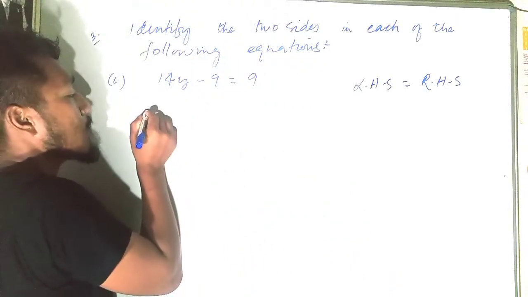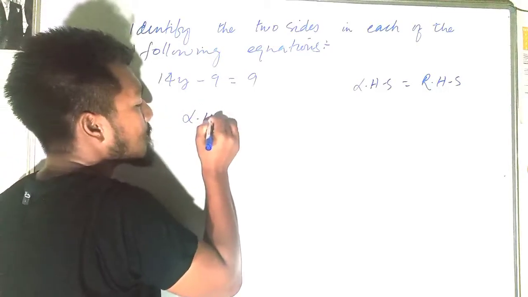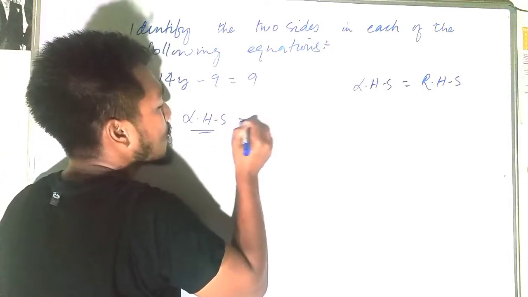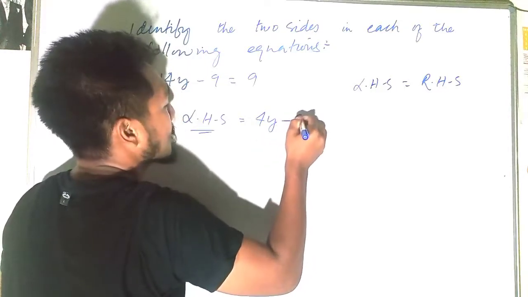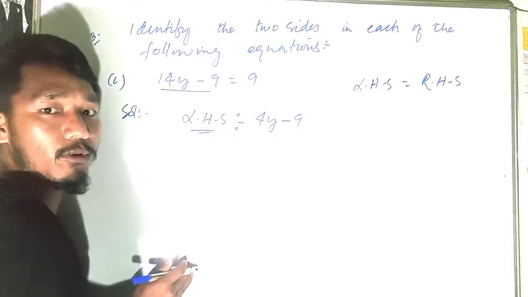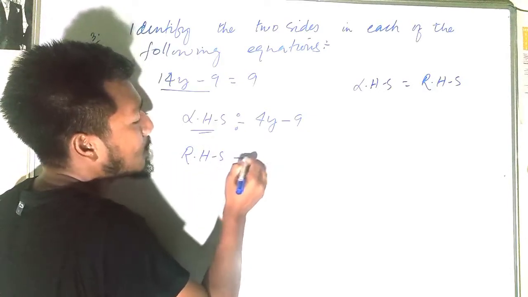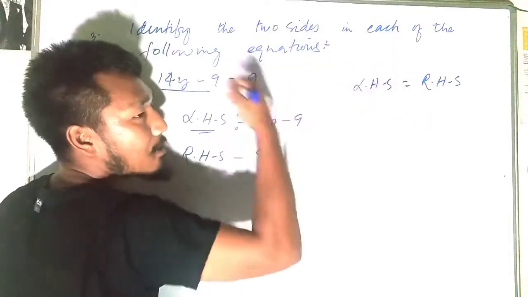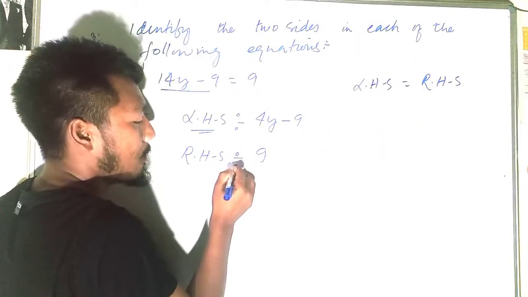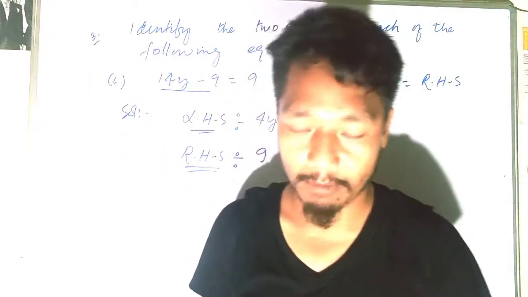Here you see two sides. What is your left hand side? Our left hand side equation is 4y minus 9. This is our left hand side, only 4y minus 9. And the right hand side, what is it? The other side of the equals sign, that is what we call the right hand side, which is 9. In this way only you have to identify. The remaining you have to solve by yourself.